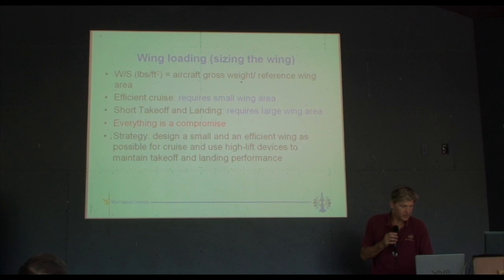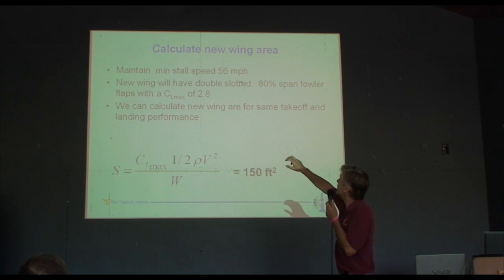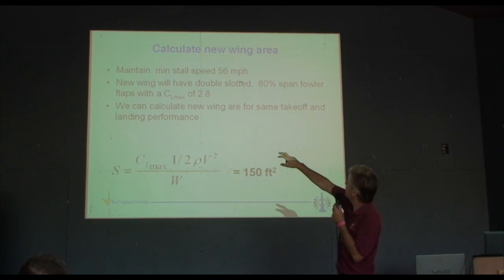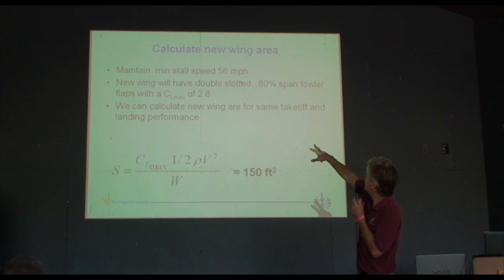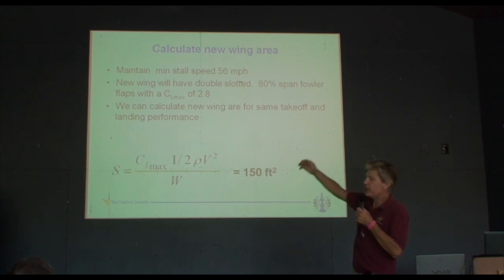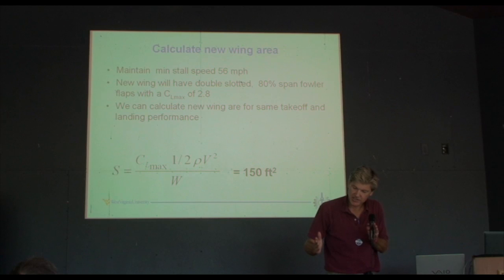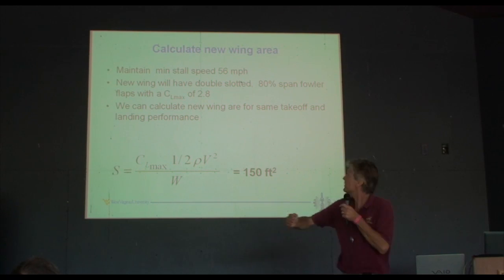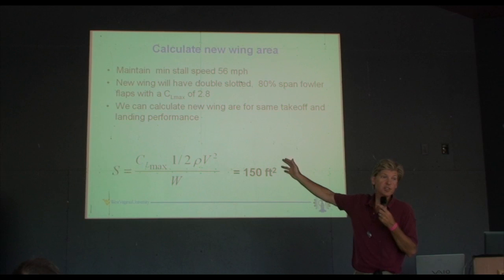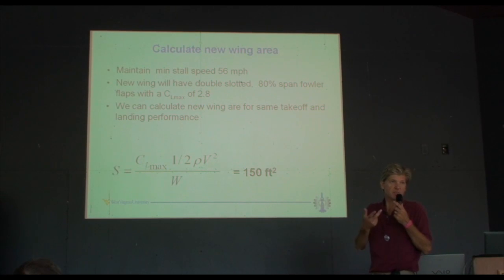Incidentally, with our new wing area, we have a minimum stall speed of 56. I have some flap data. We will use a double slotted flap. It's going to be 80% of the span. Most flaps are about 60%. This flap will span 80%. And it'll have a CL max, a maximum lift coefficient, of 2.8 instead of typically, I think the basic flap is about 2.